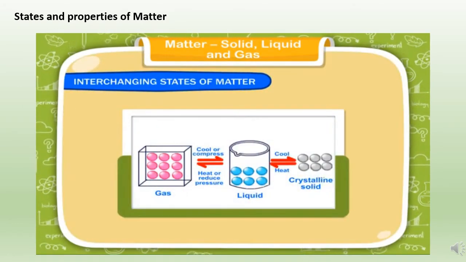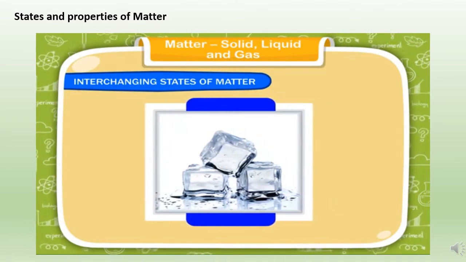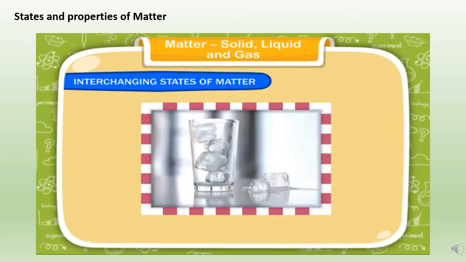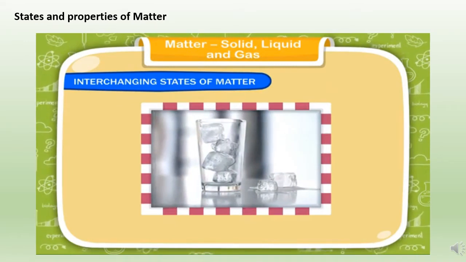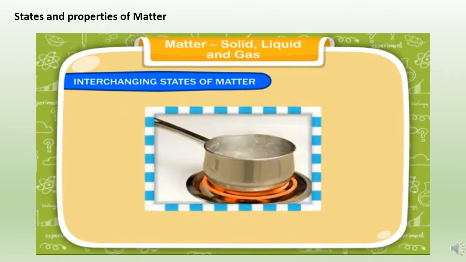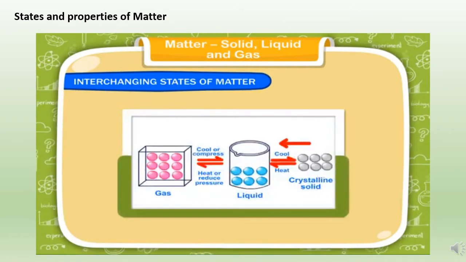Interchanging states of matter. Matter can change its state. Take out a few ice, solid cubes from your fridge and put them in a pot. Leave the ice cubes for a few minutes. It converts into water, liquid. Now boil this water, liquid. After a few minutes, the water converts into steam, gas. Thus, a solid can be converted into a liquid and liquid into a gas.